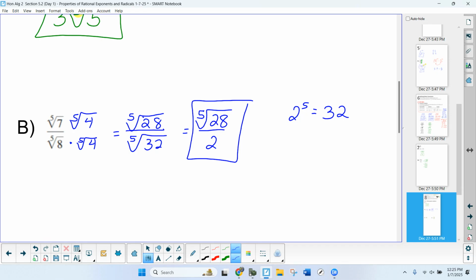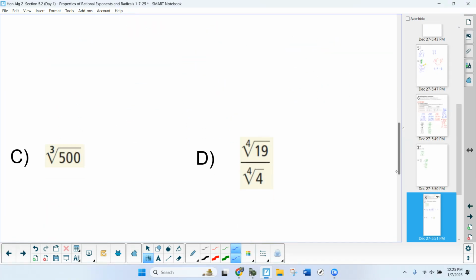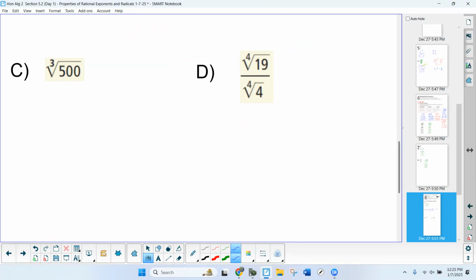I know, these are just thinkers, aren't they? I want you guys to think about C and D. See if you can get C and D.